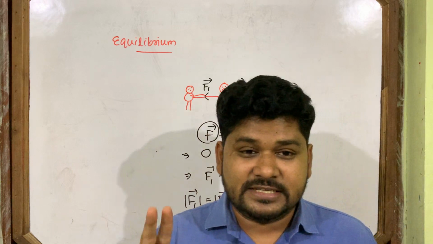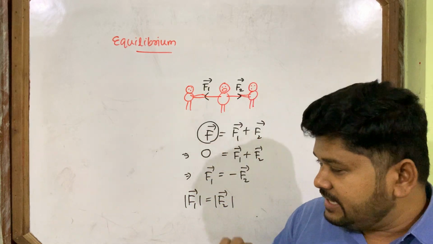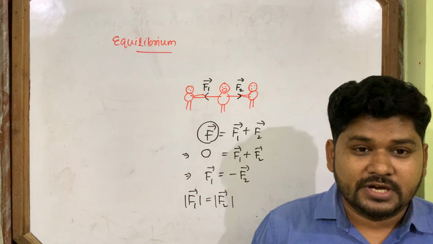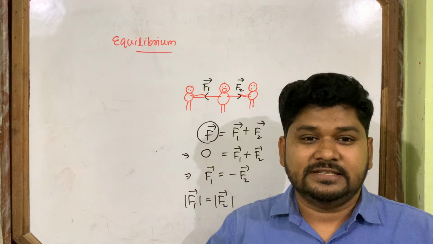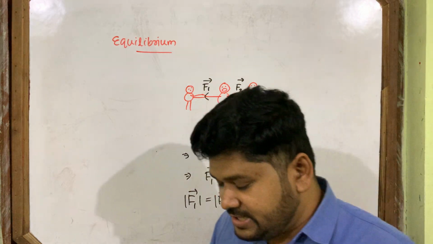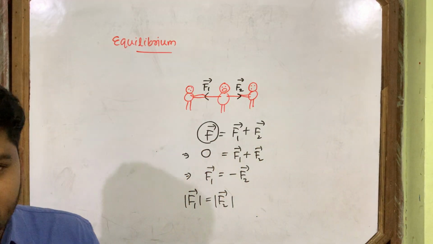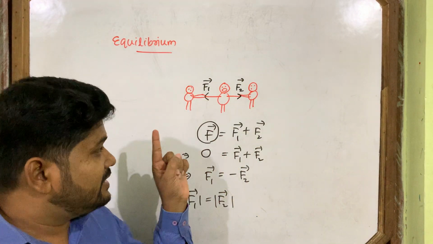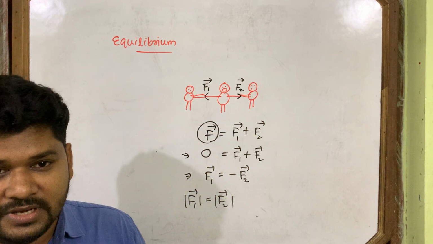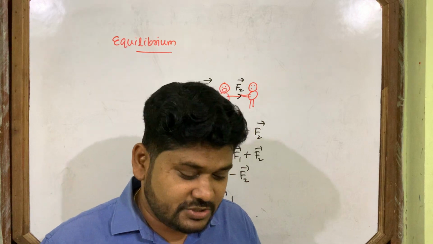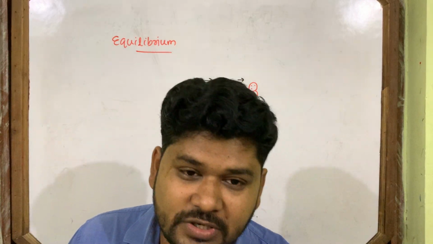When two forces act on a body, equal in magnitude and opposite in direction, they cancel each other. The net force on the body is 0. Then the body is said to be in equilibrium, at rest. So this is about two forces. Two forces can cause equilibrium.